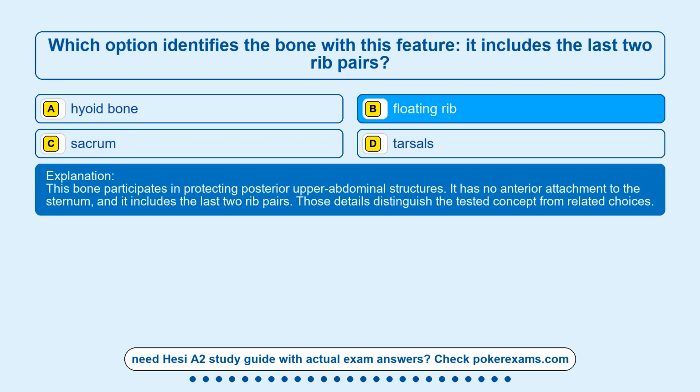This bone participates in protecting posterior upper abdominal structures. It has no anterior attachment to the sternum, and it includes the last two rib pairs. Those details distinguish the tested concept from related choices.